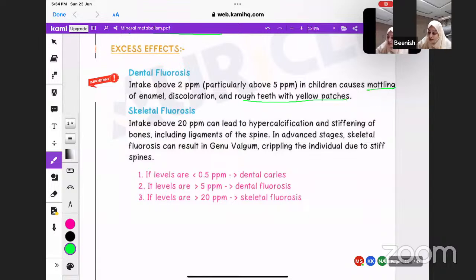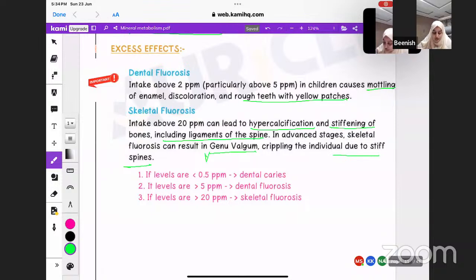And talking about skeletal fluorosis: when the intake is above 5 ppm, it is going to cause dental fluorosis, and when the intake is above 20 ppm, it is going to cause skeletal fluorosis, which leads to hypercalcification and stiffening of bones, including ligaments of the spine. In advanced stages, skeletal fluorosis can result in genu valgum, crippling the individual due to stiff spines.